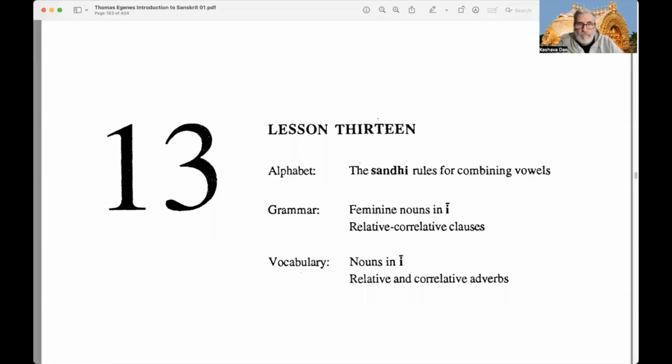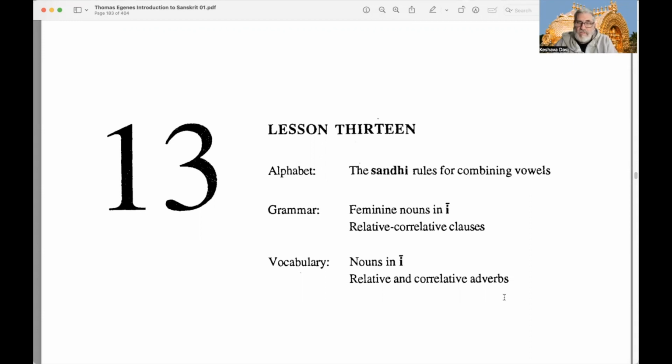So we're continuing on with Thomas again as Introduction to Sanskrit. And this is going to be lesson 13. So let's have a look at lesson 13. Here's a summary of what we're going to be talking about today.